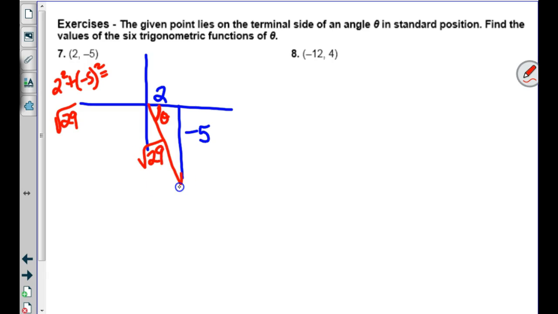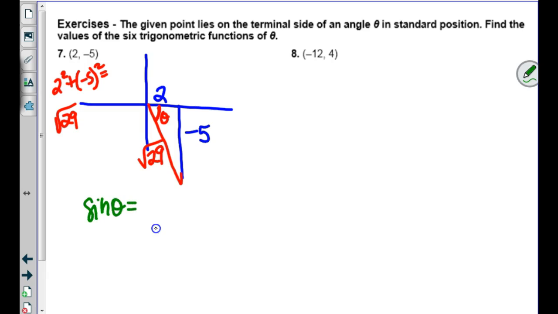No one's going to give me a negative on the radius, right? Ever. The radius or the hypotenuse on the unit circle, or any circle drawn on the coordinate plane, is positive. The only signed numbers could be your x and y values. All right. What are we supposed to find? All six? Oh, great fun.